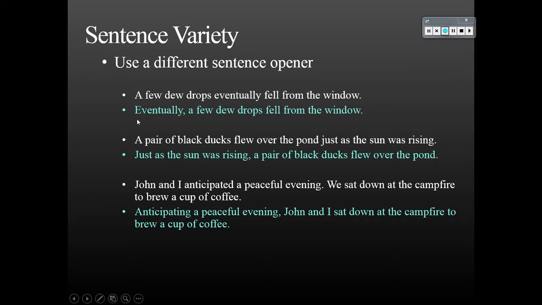But that's repetitive. That pattern gets kind of boring. So to add some variety to your sentences, one way to do this is open it up with an -ly word, which is an adverb. So in this case, they changed "a few dewdrops eventually fell from the window" to "Eventually, a few dewdrops fell from the window." So start it with an adverb, or if you can't remember that it's called an adverb, just with an -ly word.